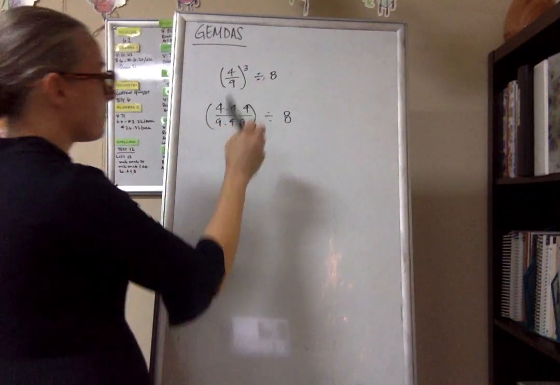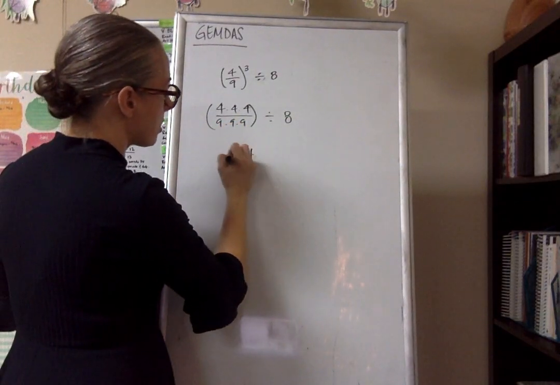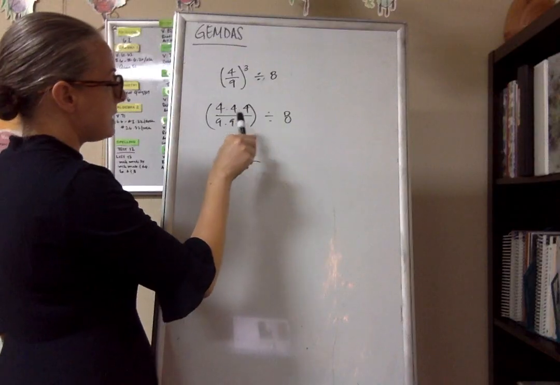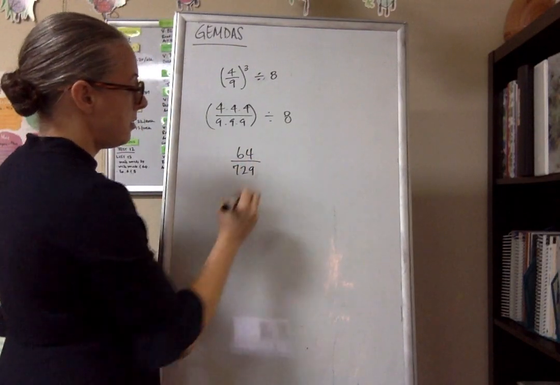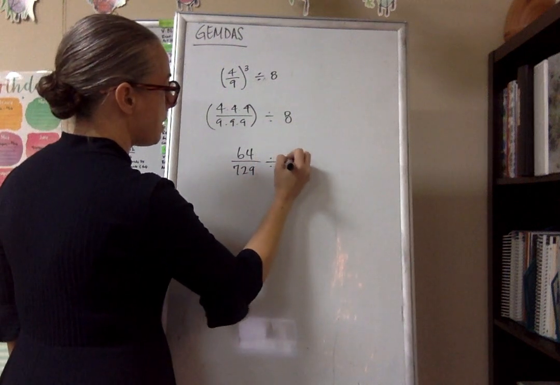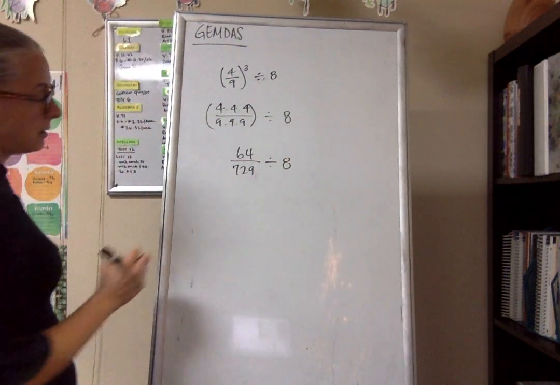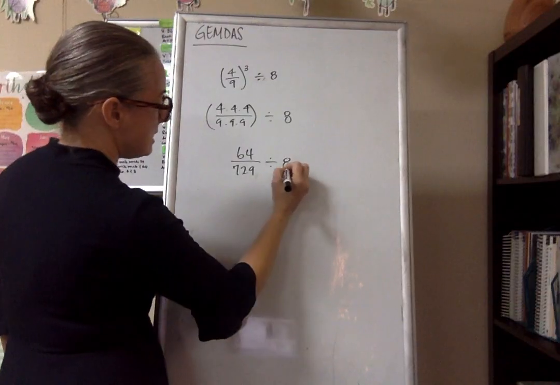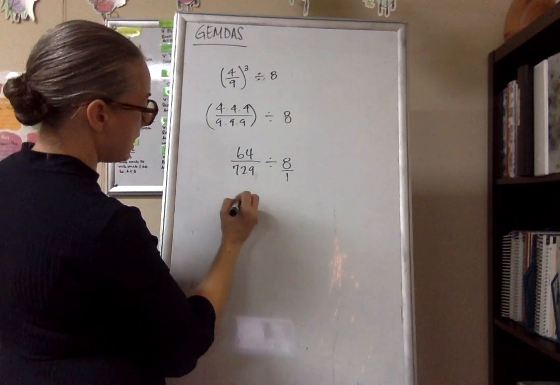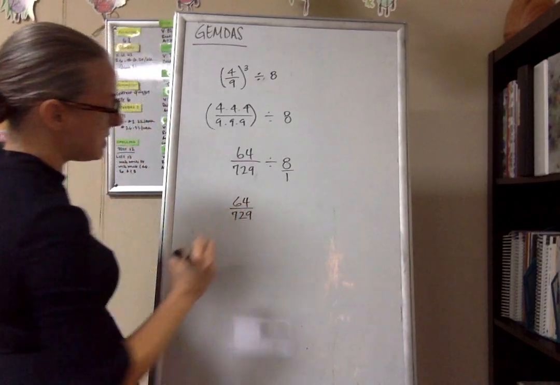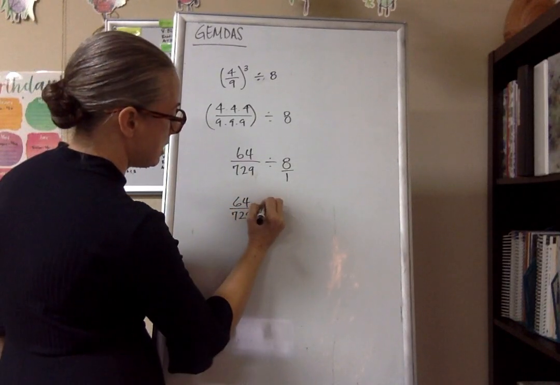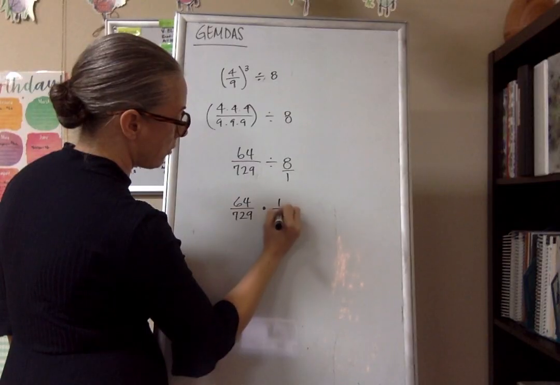4 times 4 times 4 gives me 64. 9 times 9 times 9 gives me 729, and I'm going to divide by 8. Well, I need to put my 8 over a 1 and then do keep, change, flip. So I'll have 64 over 729 times 1 over 8.